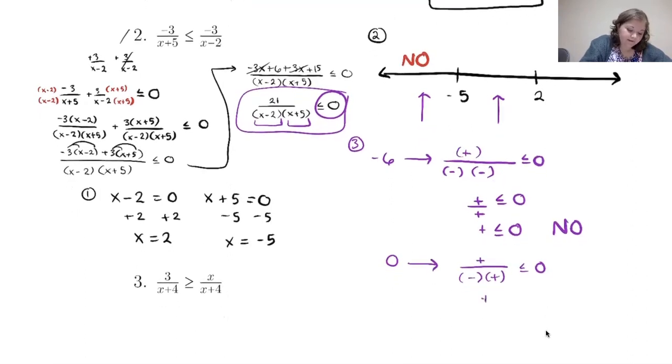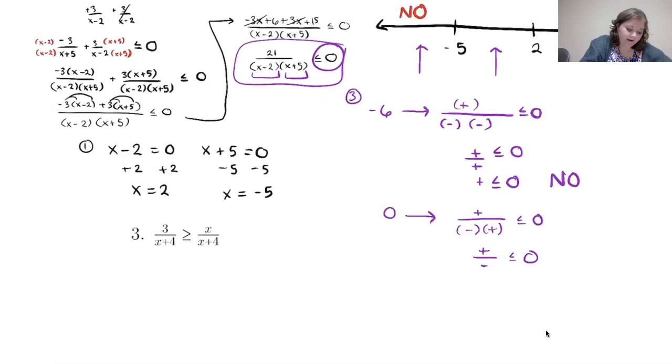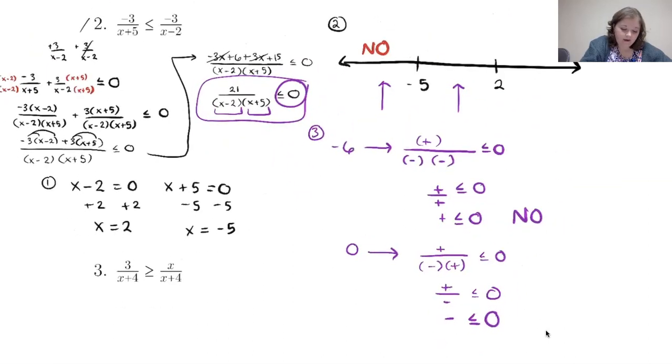So it's positive on top. On bottom, negative times positive is a negative. And positive divided by negative is negative. So we're asking, is a negative number less than or equal to 0? And that's true. So this interval, we will write yes, and we will include that interval there.